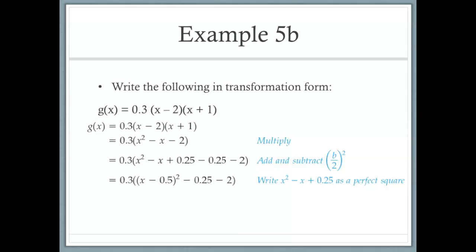And we can actually combine those to get minus 2.25, and then we'll distribute that 0.3 over both of those terms. So we have 0.3 times x minus 0.5 squared, and then 0.3 times minus 2.25, which is equal to minus 0.675.